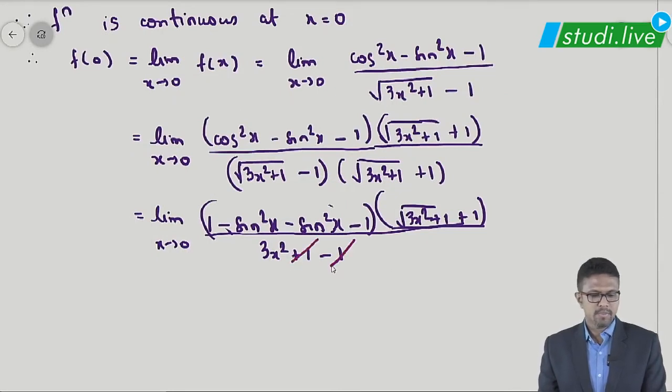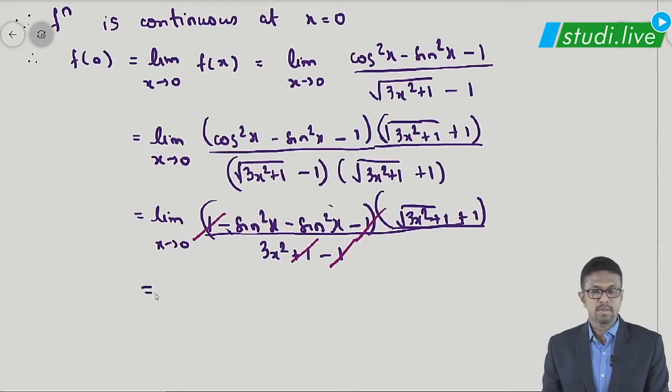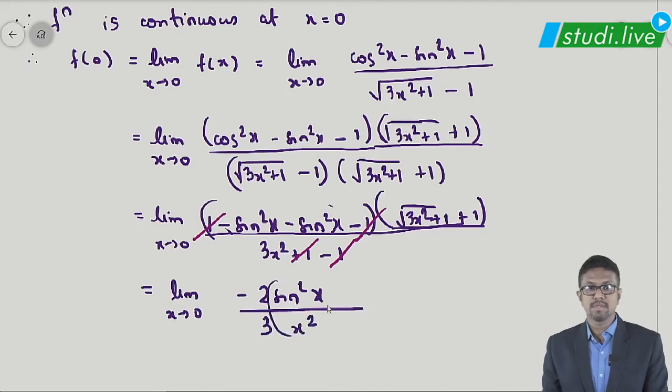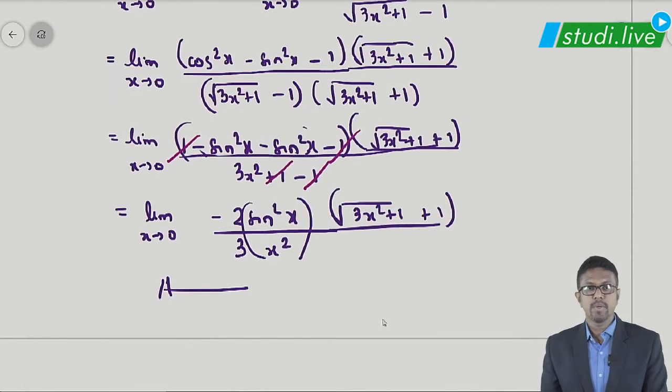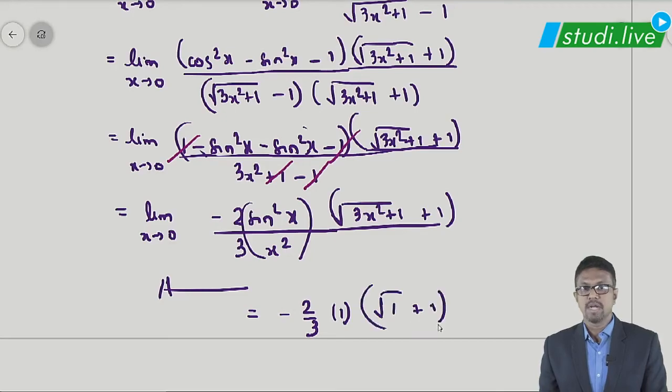So this is what we are getting right now. The plus 1 minus 1 part cancels over here, and plus 1 minus 1 also cancels from this part. What is left is, as x tends to 0, minus 2 sin square x upon 3x square, into 1 upon root of 3x square plus 1 plus 1. Now when we apply the limit, we get minus 2 by 3 into 1, and the root of 3 into 0, because x tends to 0, is just root of 1 plus 1, which will be 2.